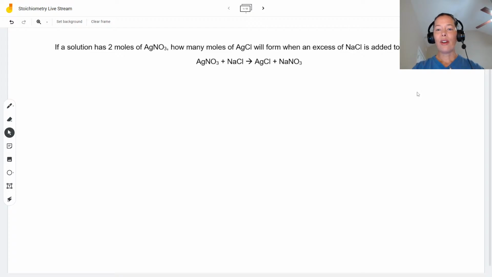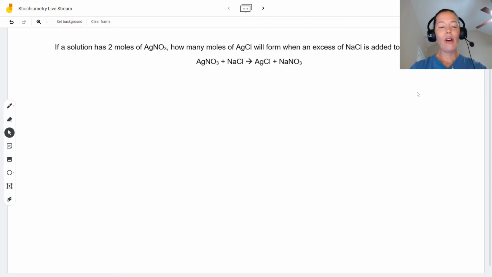So you can already see on the screen I've got our first mole-to-mole problem. So let's first just read our problem. If a solution has 2 moles of silver nitrate, how many moles of silver chloride will form when an excess of sodium chloride is added to the solution?